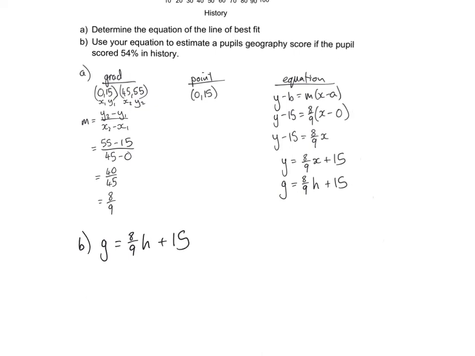And I'm going to look at the question again where it says use your equation to estimate a pupil's geography score. So in other words, find G if the pupil scored 54% in history. In other words, if the history score was 54 or H is 54. So we know here H is equal to 54. So that means the geography score is equal to 8/9 times the history score of 54 plus 15, which I can then just type into a calculator and I end up with 63%.